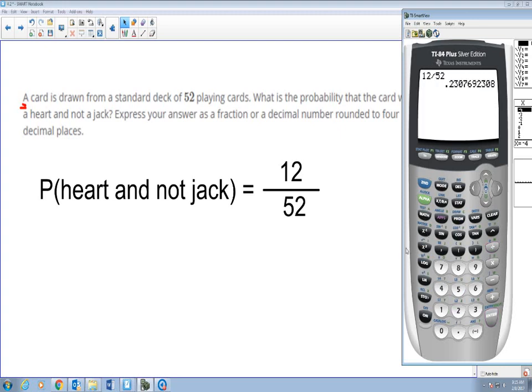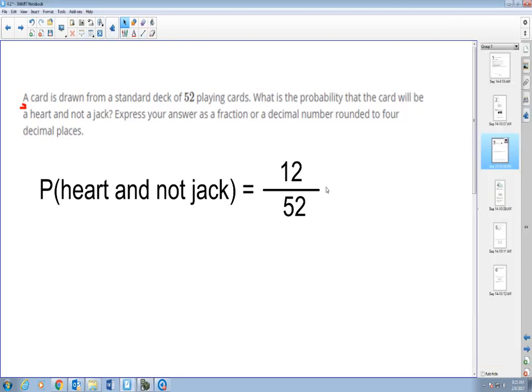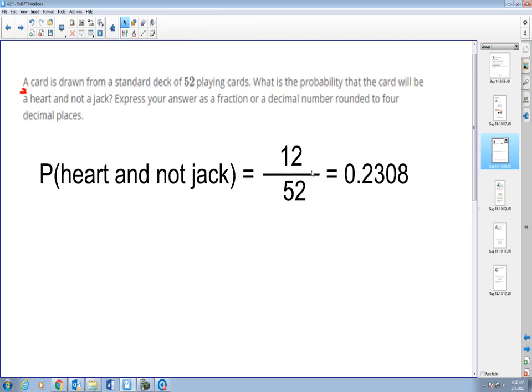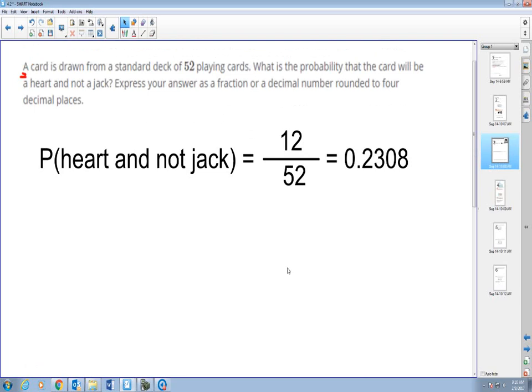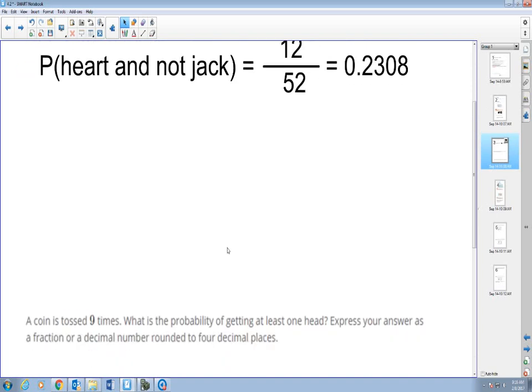Convert to a decimal, this is 0.2308, or you can give a fraction answer, 3 out of 13. Either way will work. So the complement will be the jack of hearts, and you've got 12 ways to select the rest of the hearts. That's what you want.